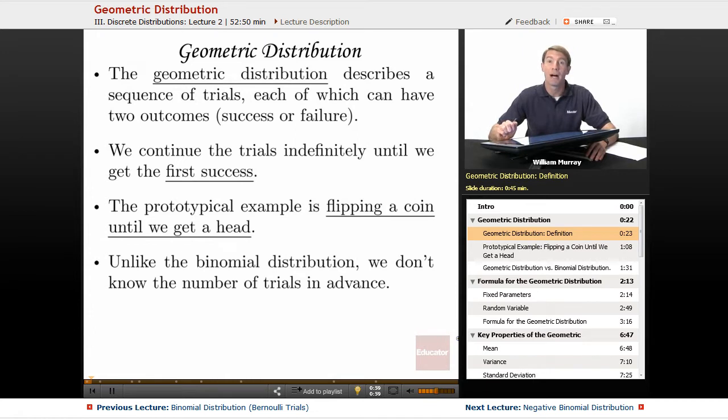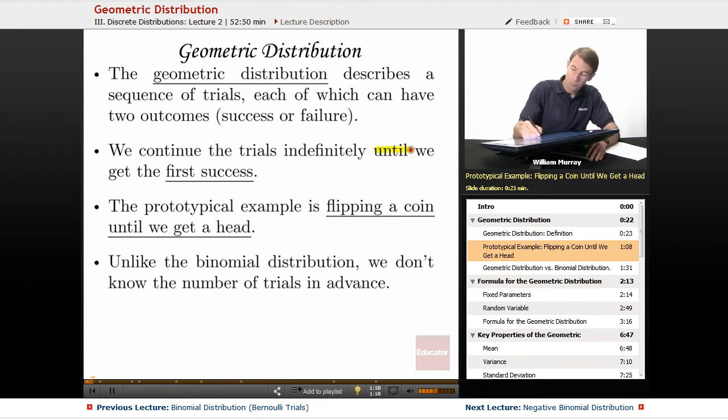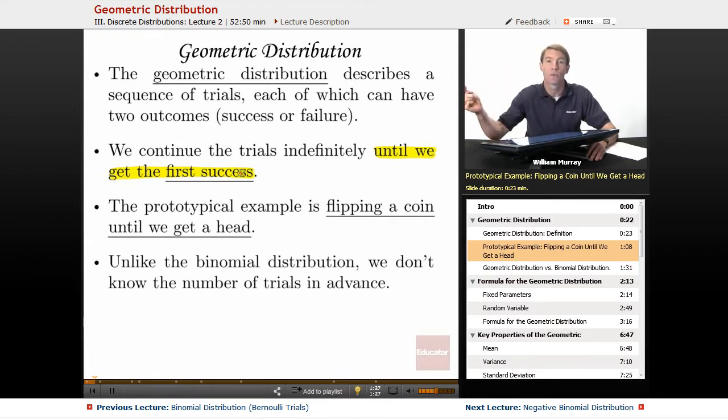The key point about the geometric distribution is that you continue the trials indefinitely until you get the first success. So, for example, if you're flipping a coin, you would keep flipping a coin over and over again until you get the first head, and then you would stop. Or if you're tracking the Yankees winning the World Series, you would wait and wait and wait as many years as it takes until the Yankees win the World Series for the first time, and then you stop. So the difference between that and the binomial distribution is that we don't know the number of trials in advance, and we stop after we get the first success.